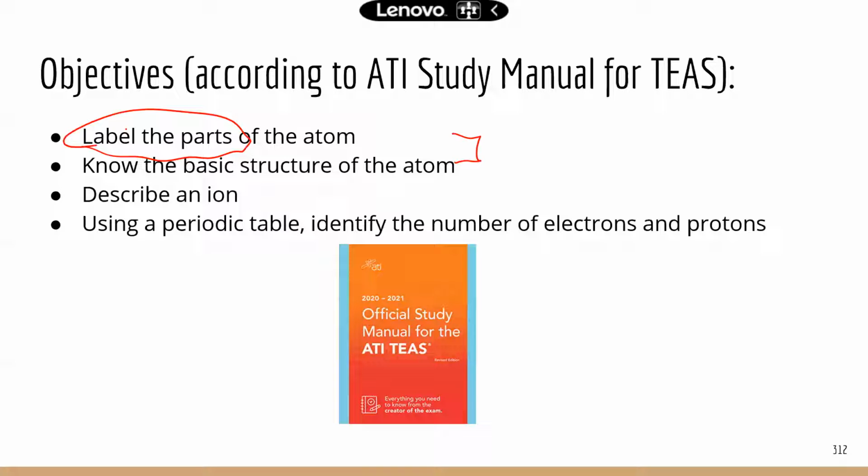So TEAS may show you a diagram. They may label the different parts as A, B, C, D, and you need to be able to identify a specific part. Next, you need to be able to describe what an ion is and some of the characteristics about ions. Last, using a periodic table, you should be able to identify the number of electrons and protons of a given atom or a given element.